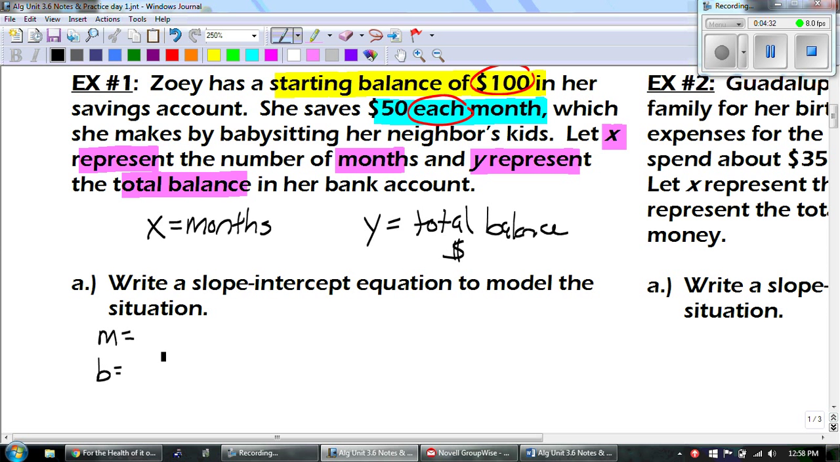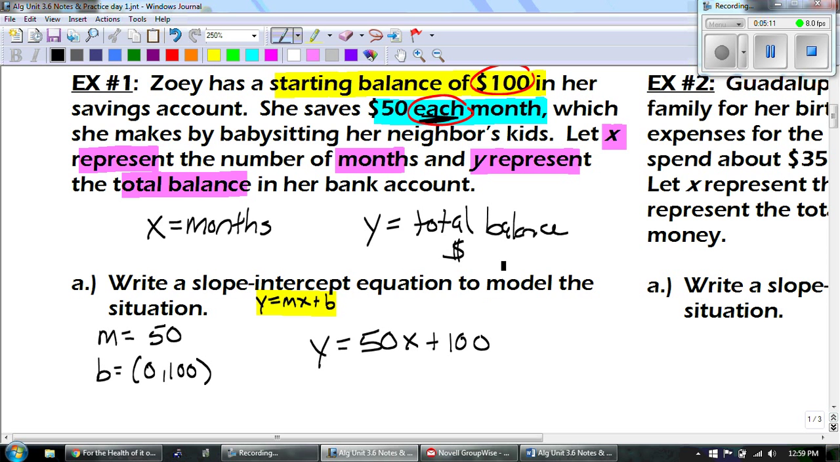We know that the starting balance is our y-intercept because that's what we talked about in our vocabulary, the starting amount. And the word each is a word that means slope. So the number in front of each is 50. Now to write that, we're going into slope-intercept, which once again is y equals mx plus b, in case you forgot that. So my equation is y equals 50x plus 100.